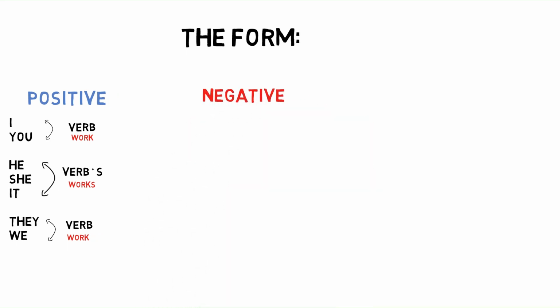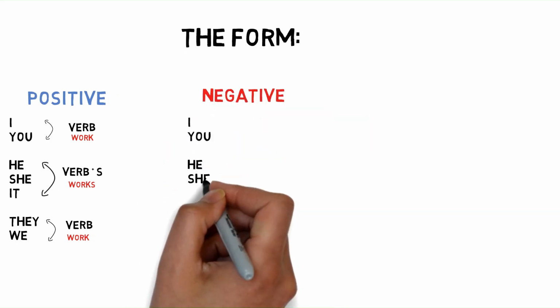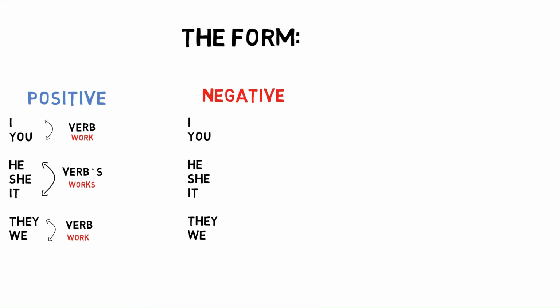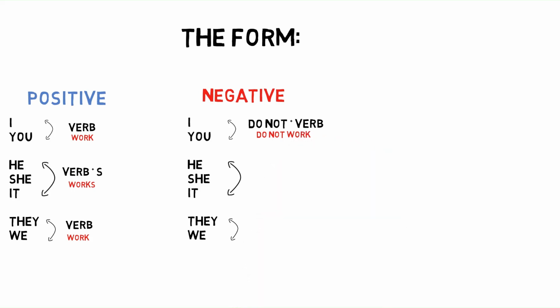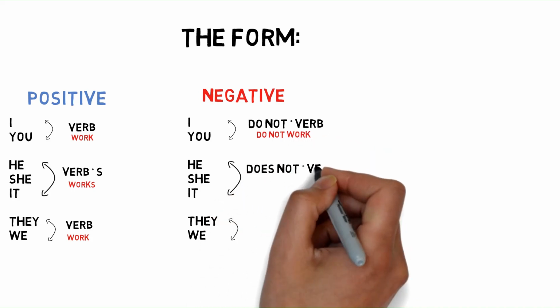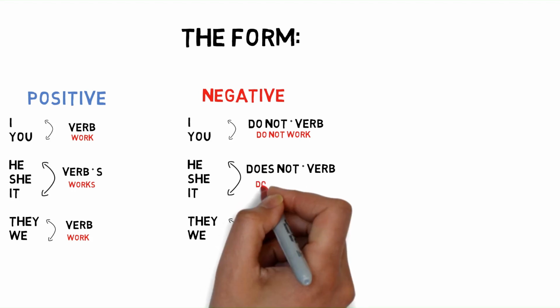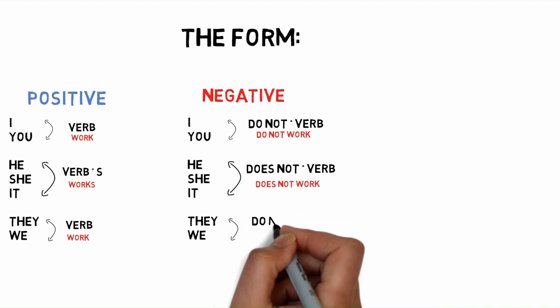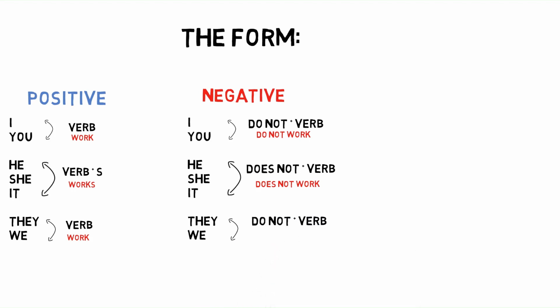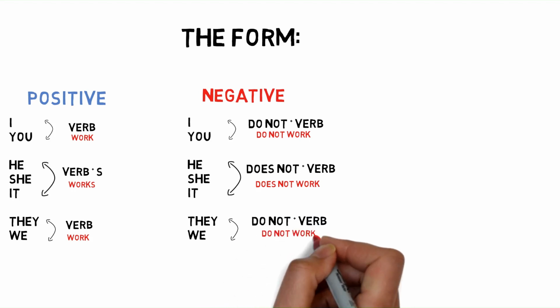For the negative form, subject I and you, we add do not plus the verb. For example, do not work. Subject he, she, and it, we add does not plus the verb. For example, does not work. And the subject they and we also add do not plus the verb, do not work.